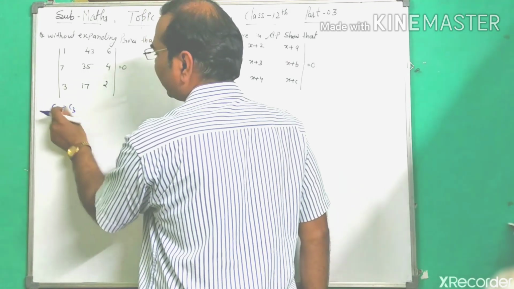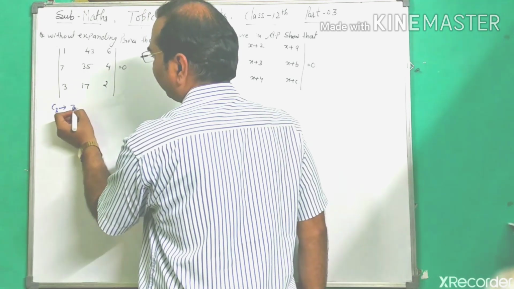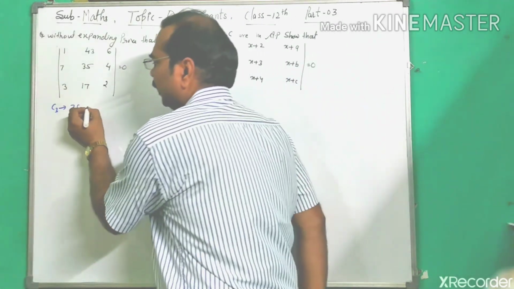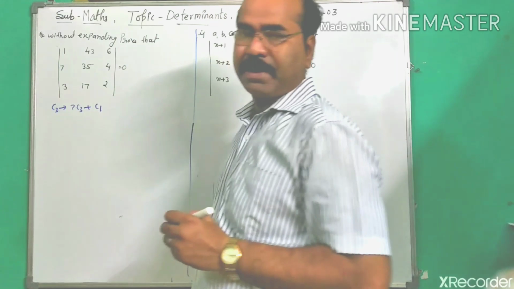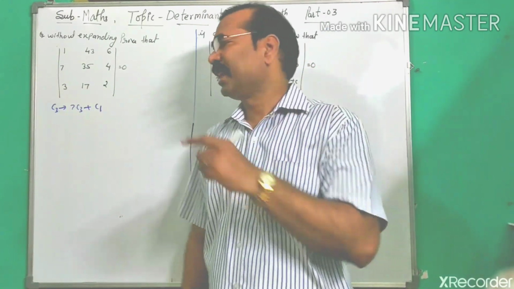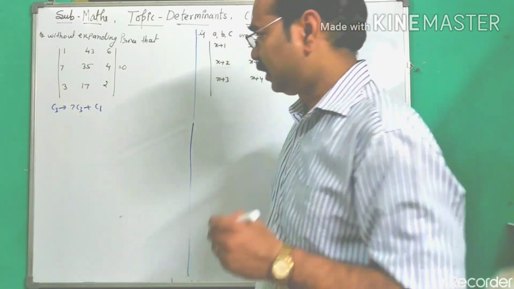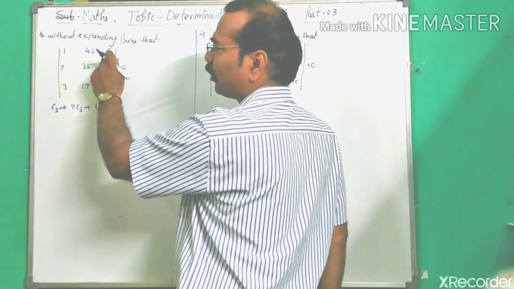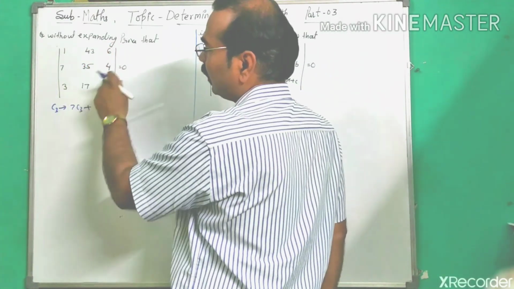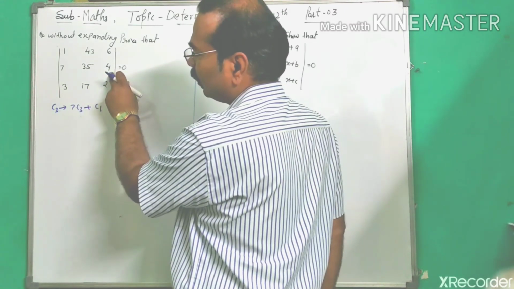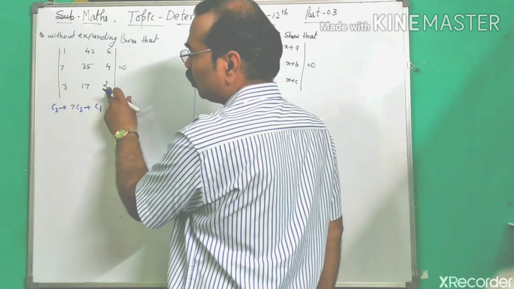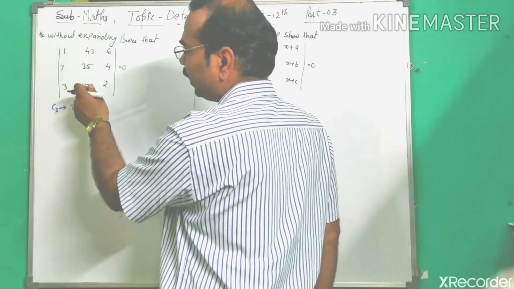C3 is multiplied by 7, 7C3, and adding C1. Okay, students, this will come with a little practice: why did we multiply by 7? Yes, 7 6 42 plus 1 comes to 43. Again, 7 4 28 plus 7 is 35. Again, 2 7 14 plus 3 is 17.